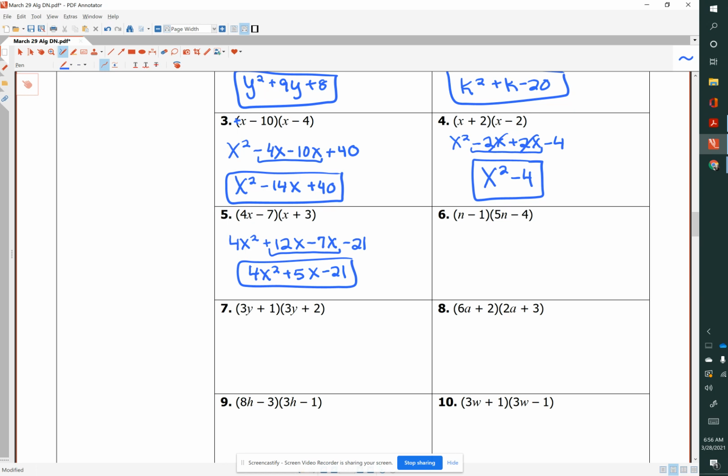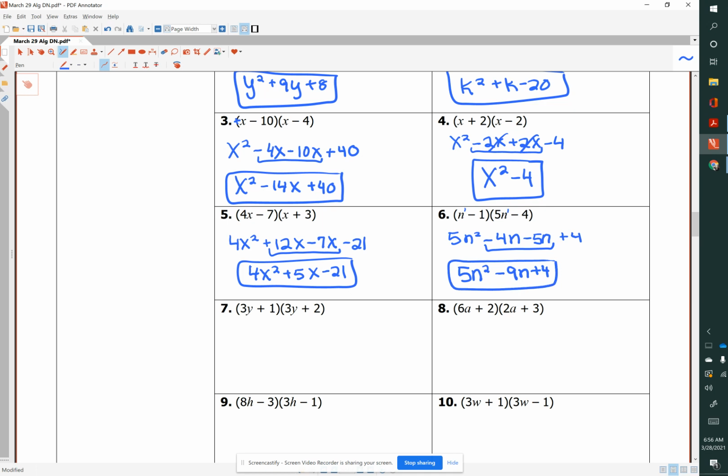And number 6, multiply n times 5n is 5n squared. Remember, we're adding exponents here, right? Outer, negative 4 times n is minus 4n. Inner, negative 1 times 5n is negative 5n. Negative 1 times negative 4 is a positive 4. And we have, as our final answer, 5n squared, negative 4n minus 5n is negative 9n, plus 4.